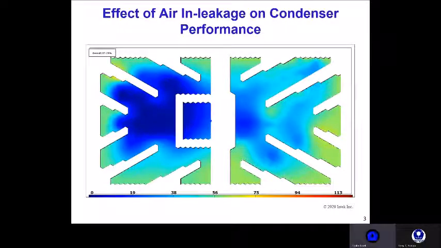Now let's take a look at a condenser that doesn't have this underlying tube fouling and has a pronounced air-bound zone.